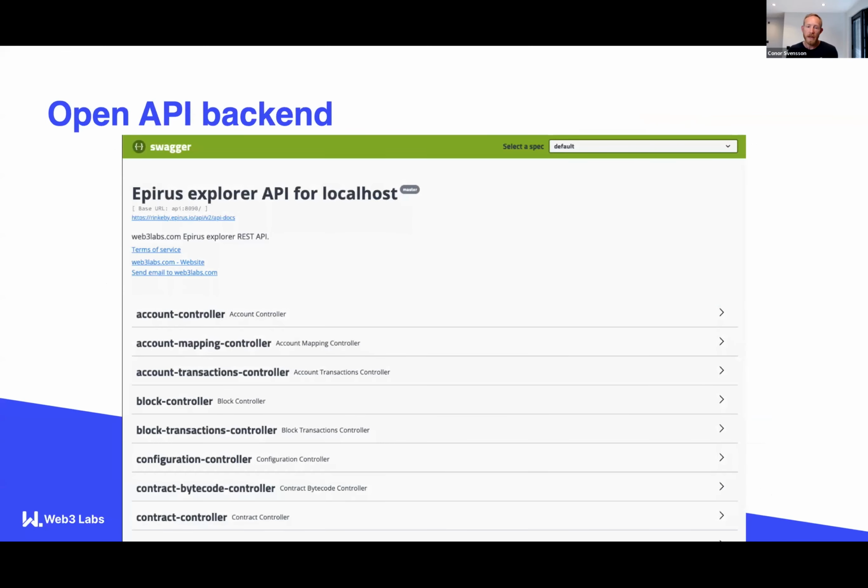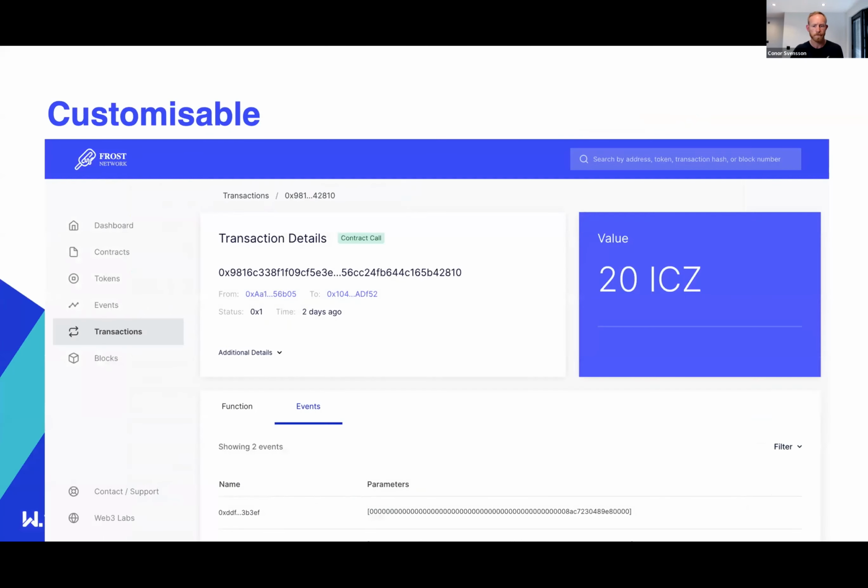There's an open API based backend as well. This is another key feature because, of course, not everyone wants to do everything via the block explorer. Sometimes people just want to write monitoring processes. We have clients, for instance, who are listening for specific blockchain events, and so they just plug directly into the Epirius backend, and that facilitates that as well. So it gives some nice flexibility there.